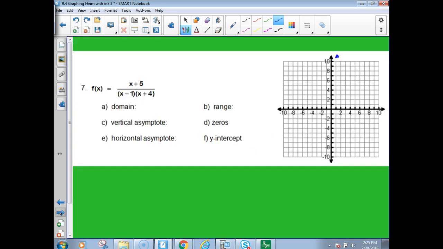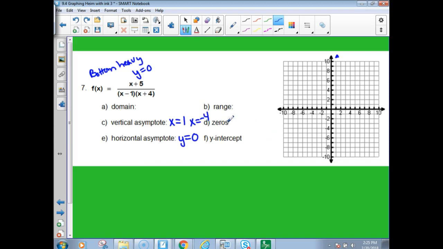All right, let's try another. So let's see. We've got an x to the first on the top and an x to the what on the bottom? So this one is bottom heavy. Go back and look at the rule for bottom heavy. Bottom heavy is going to give you a horizontal asymptote of y equals 0. Okay, where is that? HA, y equals 0. The denominator is already factored, so I've got my vertical asymptotes at 1 and -4.